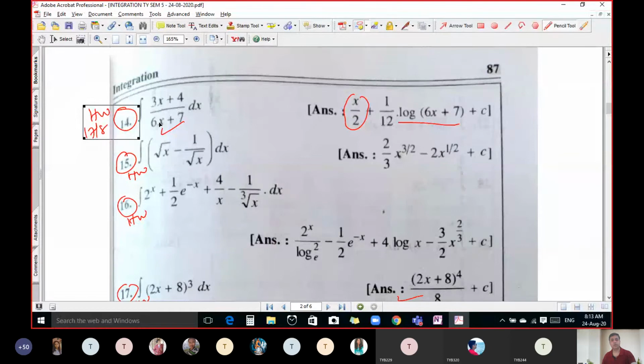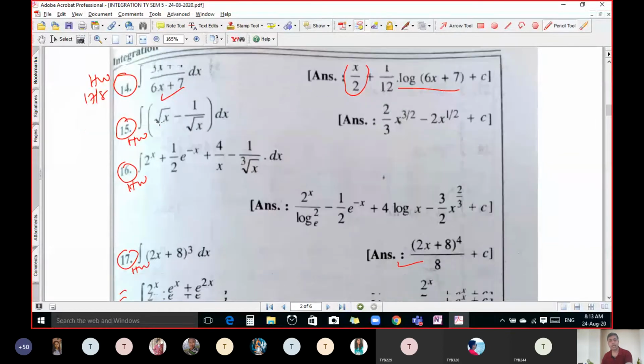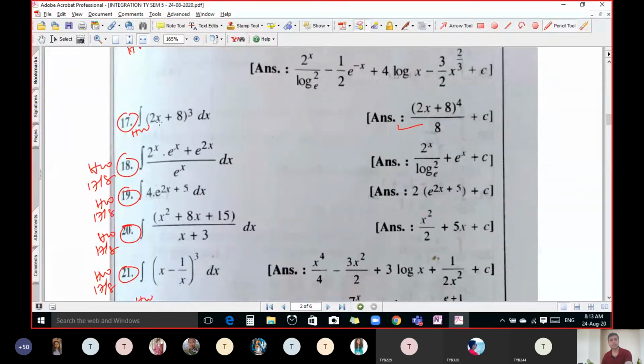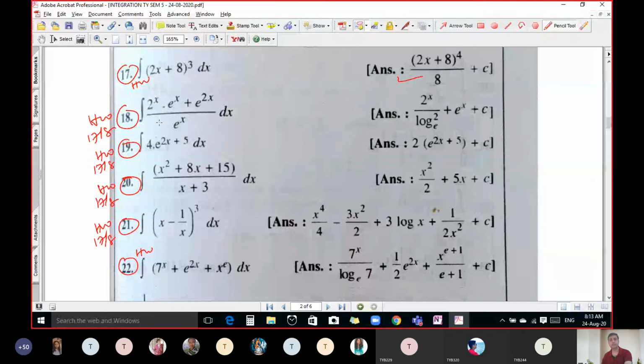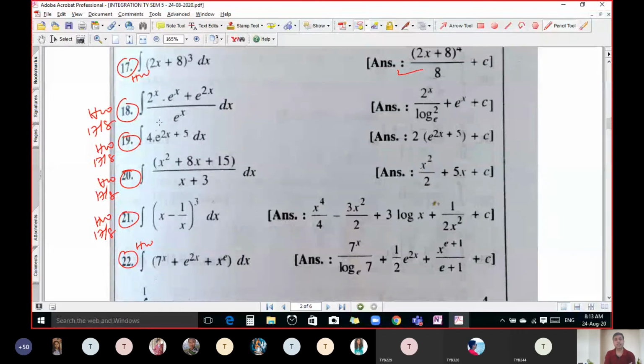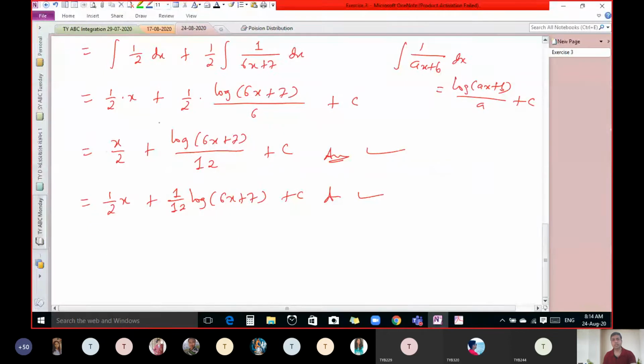Now any problem to anybody in the next question? That means question number 18. Be fast. 18, 19. Any doubt in any of these two? 18, 19. Yes, sir. Okay, let us do question number 18.